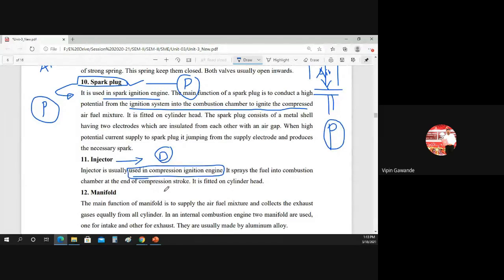So this is first of all very important. Spark plug is used in a petrol engine or spark ignition engine. And the injector is used in what? Compression ignition engine or diesel engine. Okay. Now what is the main function of this injector? It sprays the fuel into the combustion chamber at the end of the compression stroke, and it is also mounted on the cylinder head.